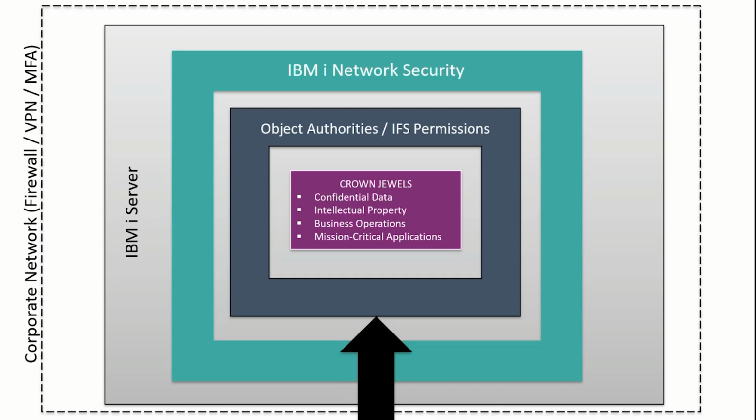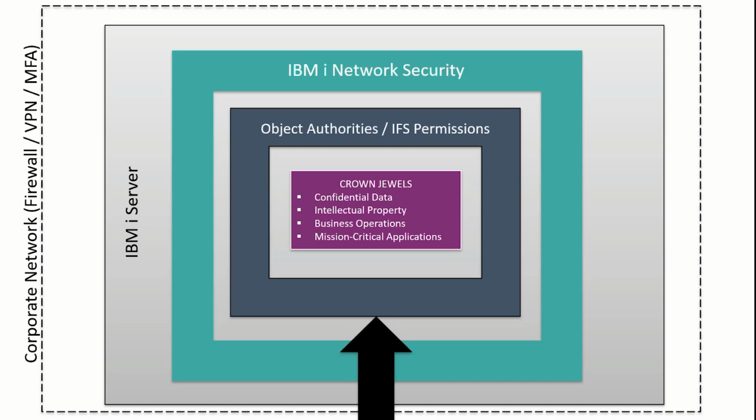Like in the previous layer where you're locking down the network access, here you want to limit the end user's access to the IFS files and directories, as well as to native objects like your sensitive commands and programs and database files. The whole goal here with least privilege is that you want to minimize the risk of any end user who's been compromised and limit the damage that can be done from that user having excessive authorities.